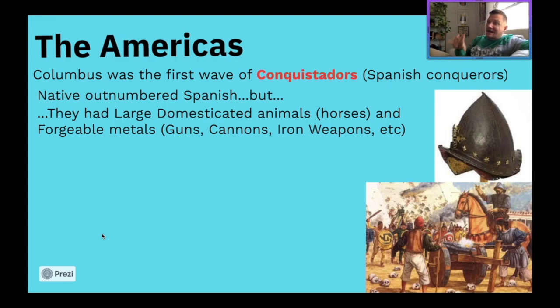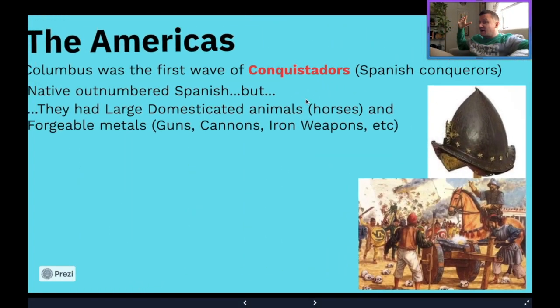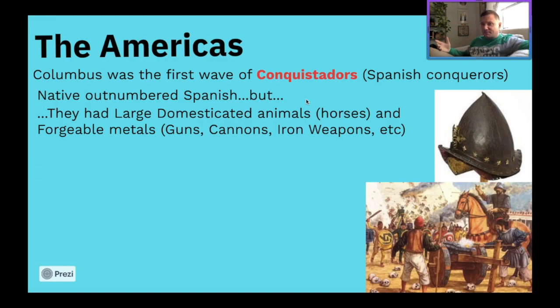Now, let's talk about how these things played into their advantages, right? The large domesticated animal one is kind of hard to explain, but if you stay with me right here, you'll get it, okay? Why is having large domesticated animals like horses, cows, chickens, swine, bovine, and things of the like going to help the Spanish in the conquest of the natives? Some of y'all are like, oh, well, they can ride them and they have more ample meat production. That is true, but I want you to think thousands of years in the past, okay?